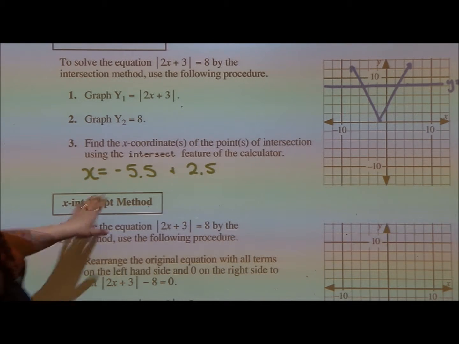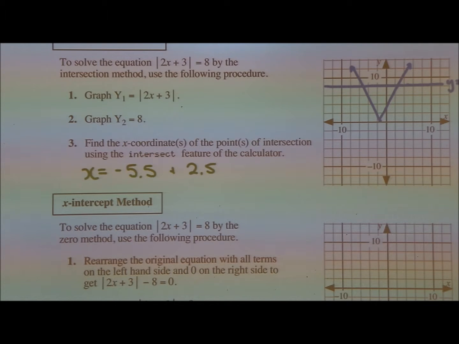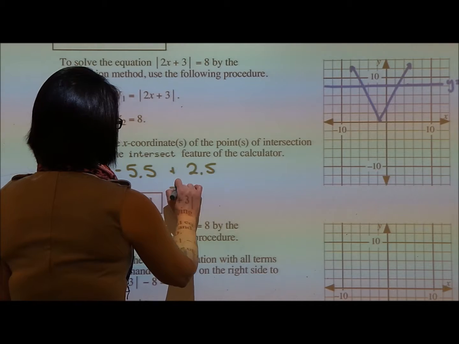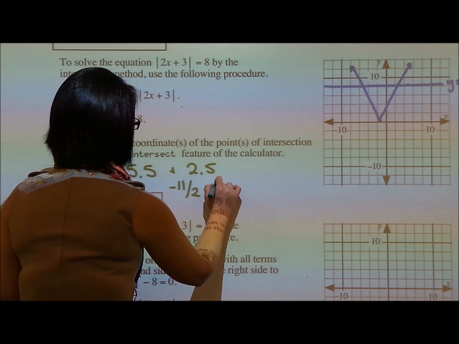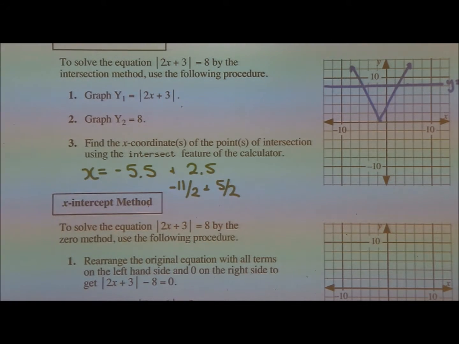If I told you had to put these as fractions, how would you do that? Yeah, I'd put the x and then the frac, or I could put negative 5.5 in frac. So I'd get negative 11 halves and 5 halves. Okay, so that's the intersection method.